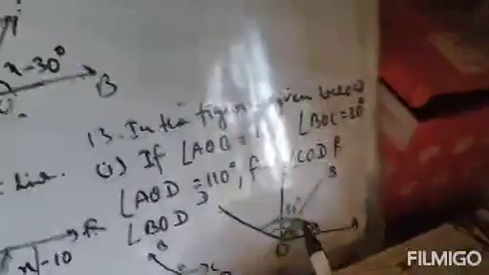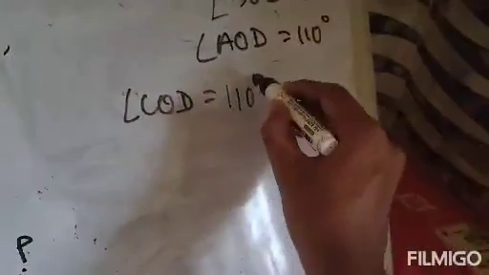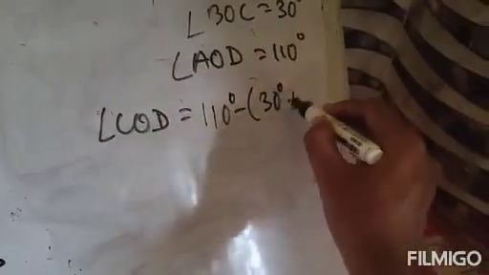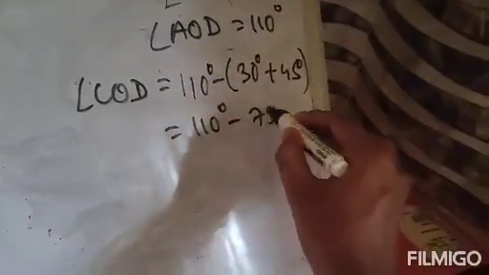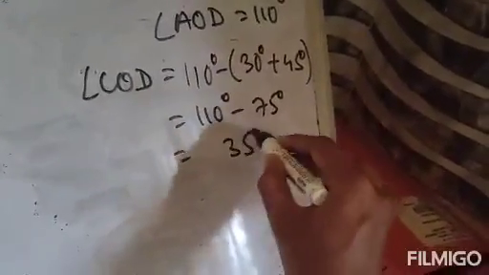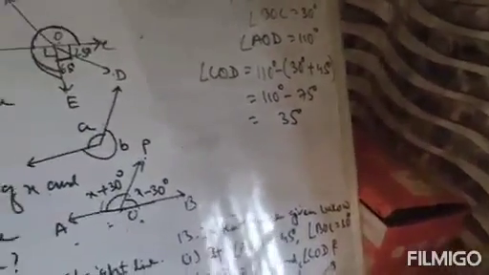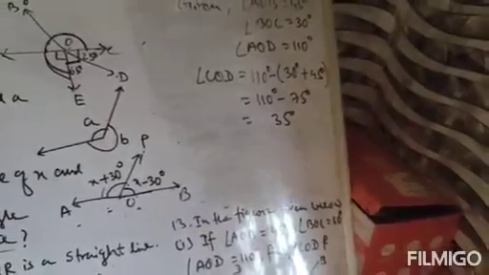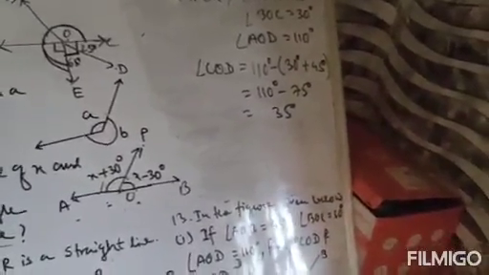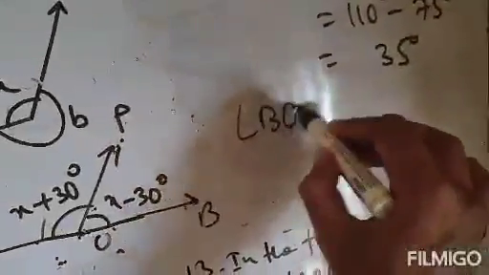So the total portion is given as 110 degrees. So 110 degrees minus 30 degrees plus 45 degrees, that is 75 degrees, so the answer is 35 degrees. Clear? COD is 35 degrees. Next we have to find angle BOD.